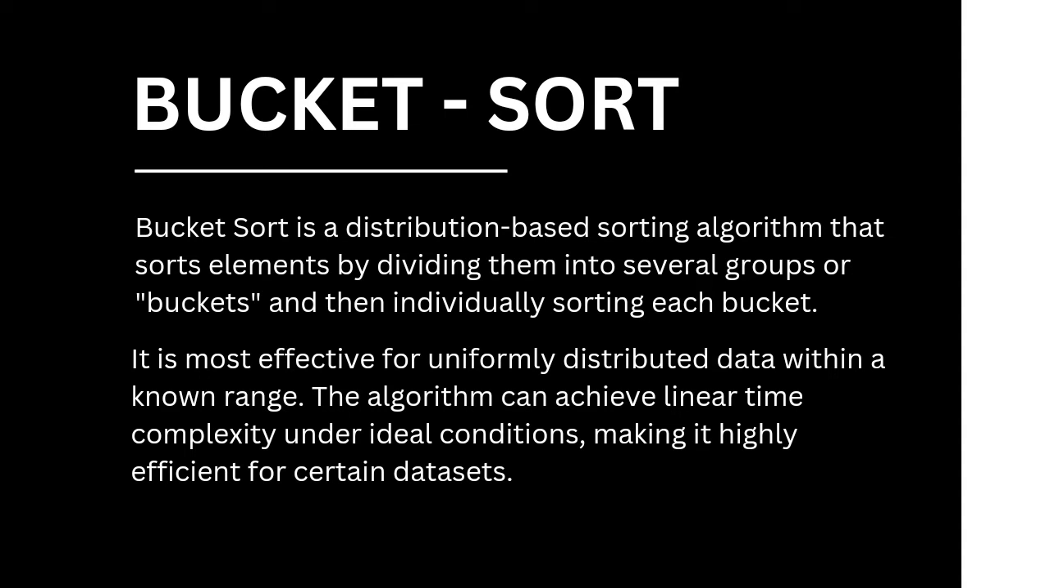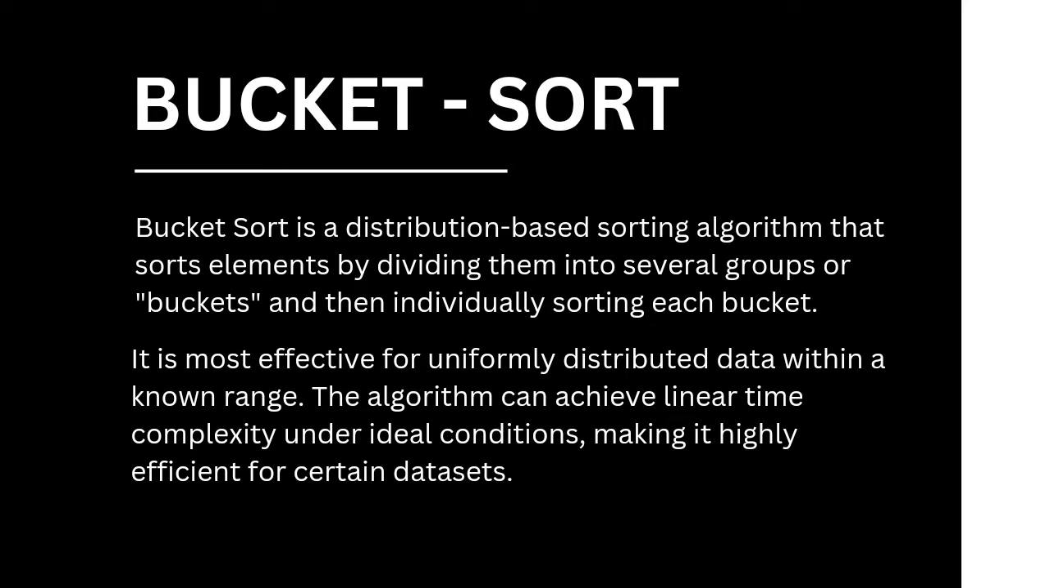So basically what it does is divide an array into different buckets. Maybe there are four, maybe eight, maybe 20, depending upon the size of the array. Then it sorts the buckets independently, each bucket sorted entirely, and then the buckets are combined. It is most effective for uniformly distributed data within a known range. This algorithm can achieve linear time complexity under ideal conditions, making it highly efficient for certain data sets. So in short, bucket sort is a simple and interesting algorithm.